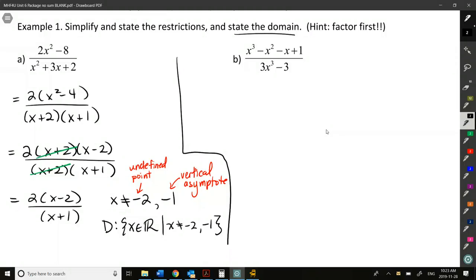Should the exponents be in order? Yep, exponents should be in order. They are, so we're good to go on that front.